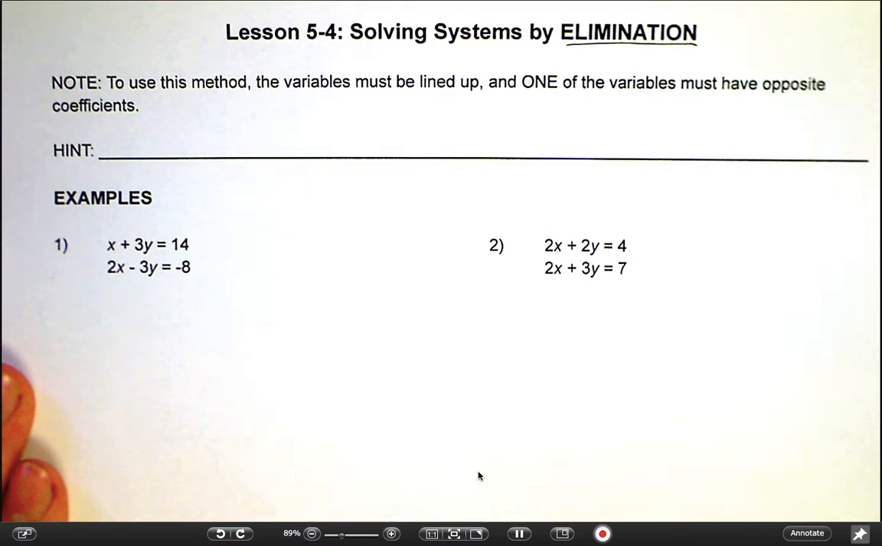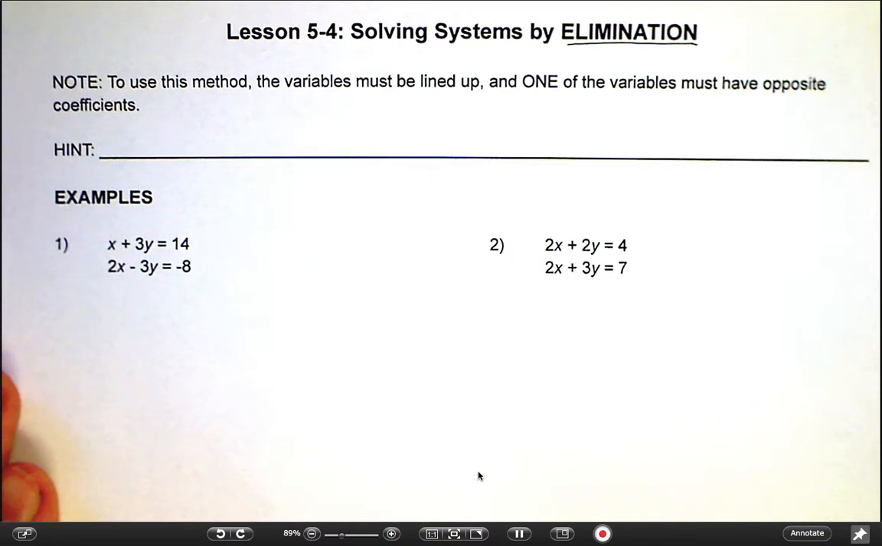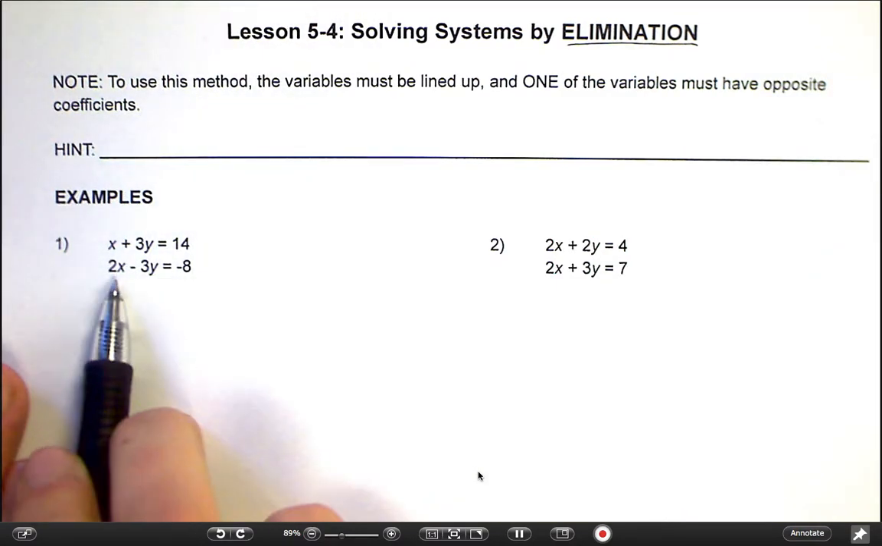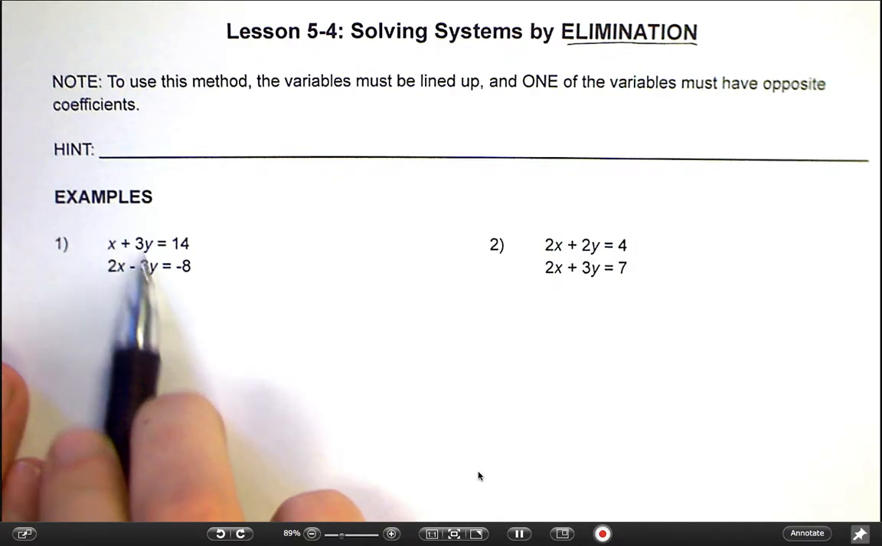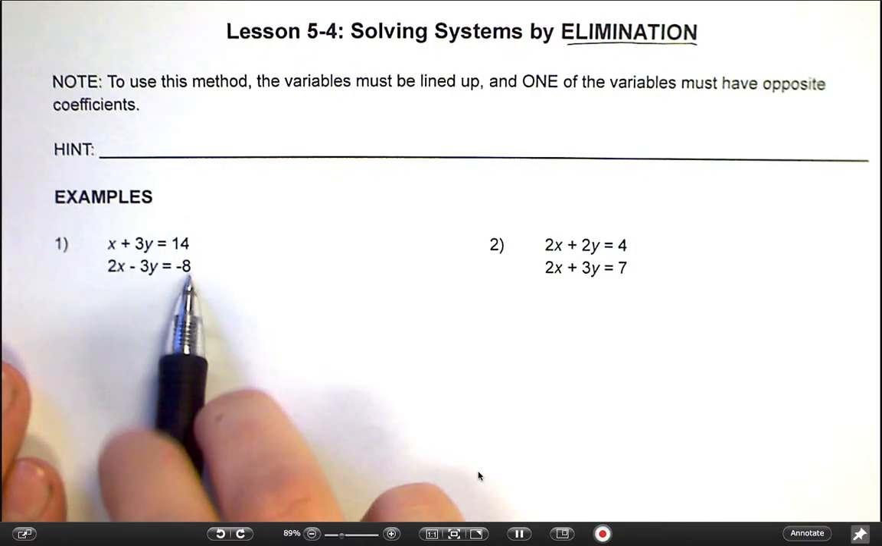So elimination is another word for kind of canceling. So we're looking to cancel out a variable. That way we're left with just one of our variables that we can solve for. So to do this, we do need our variables to be lined up. What we mean by that, if we look at the first example here, is my x's are above each other and my y's are above each other, and then my numbers are with each other as well.